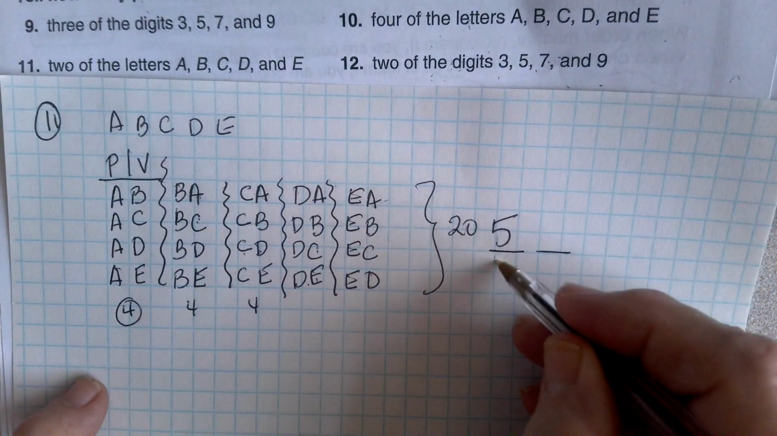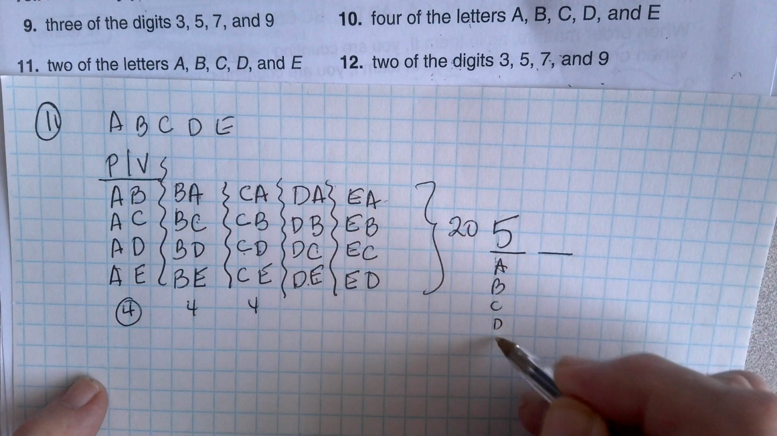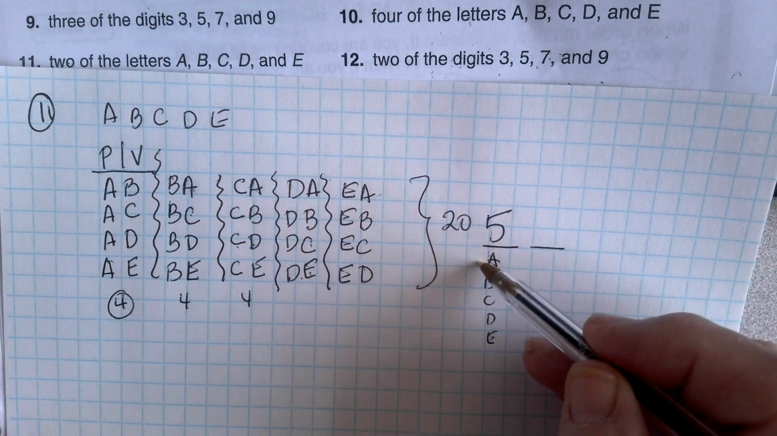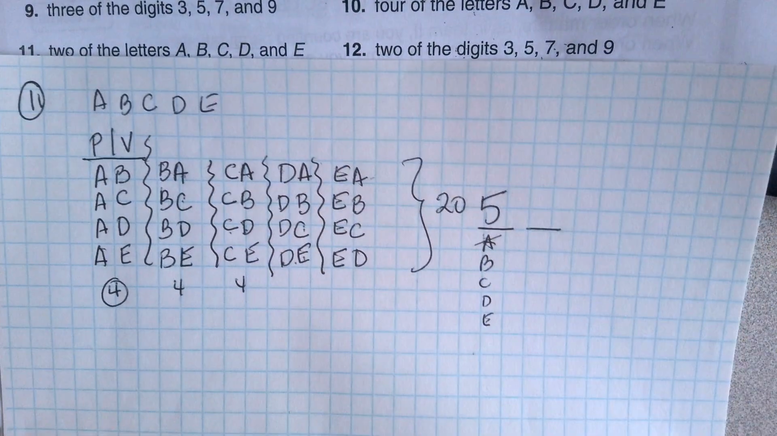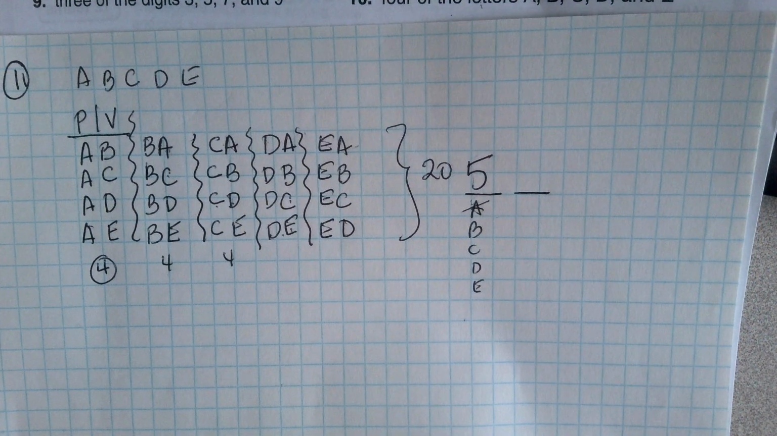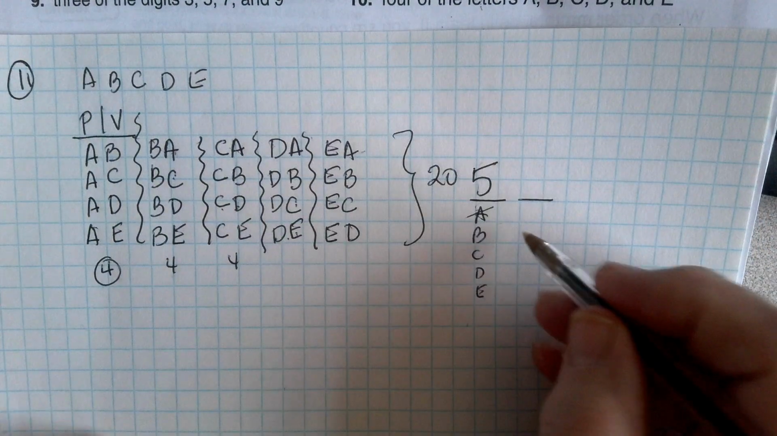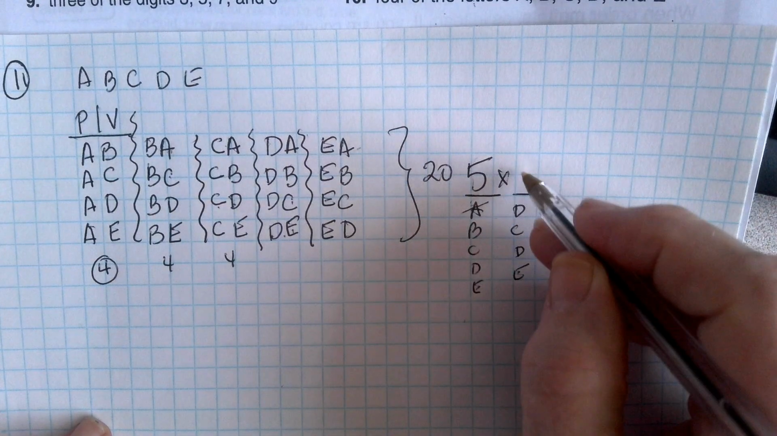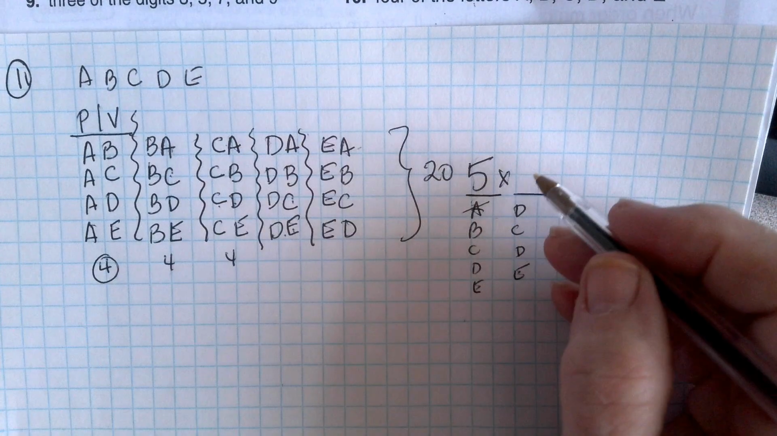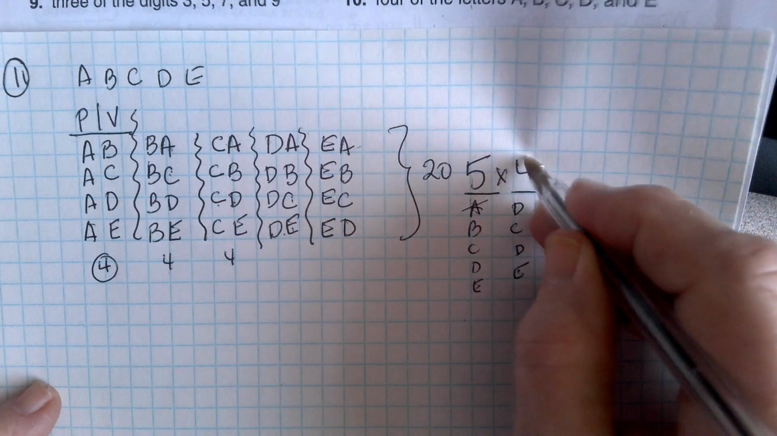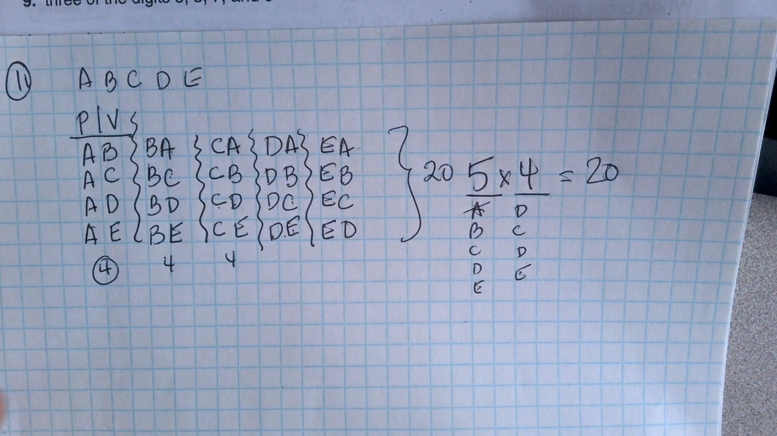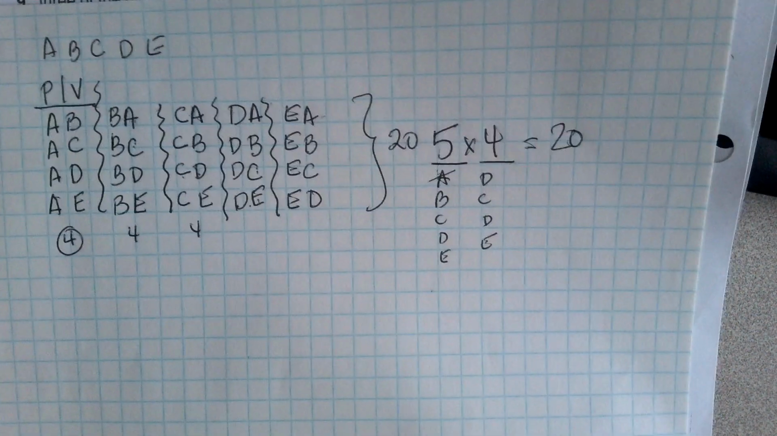5. So A, B, C, D, E. Let's suppose A becomes president. How many people are left to become vice president? 4. It could be B, C, D, E. So 5, but you still need to know how to do it this way. 5 times 4 is what? Is 20. We're doing this twice because there's something else that they want you to find.